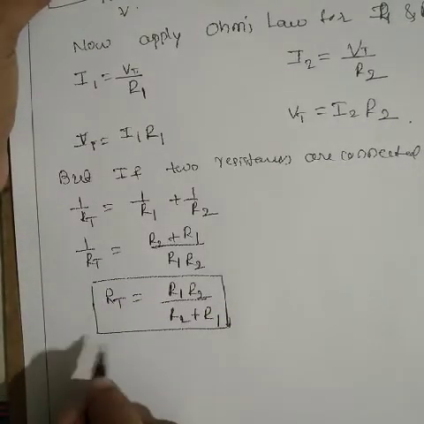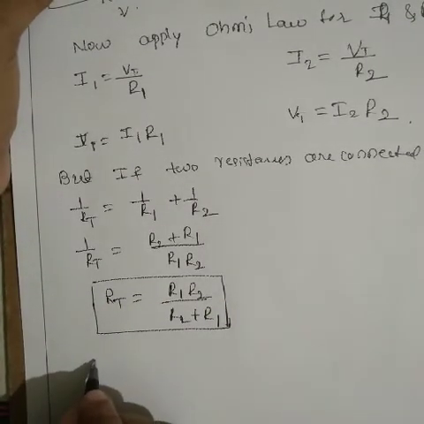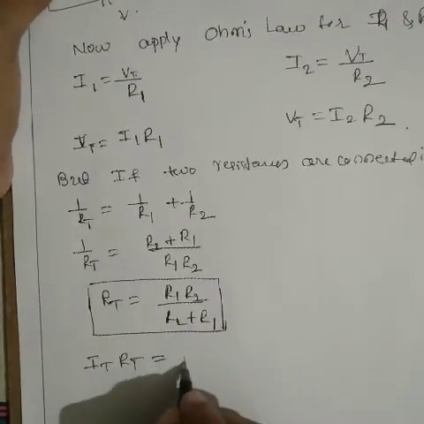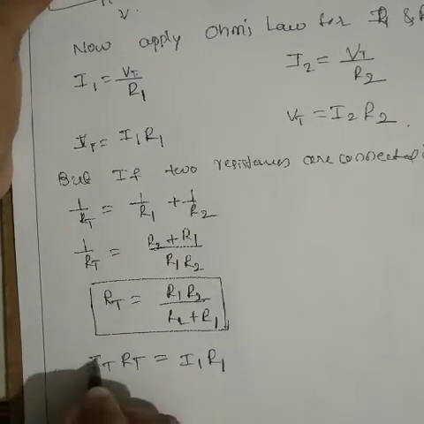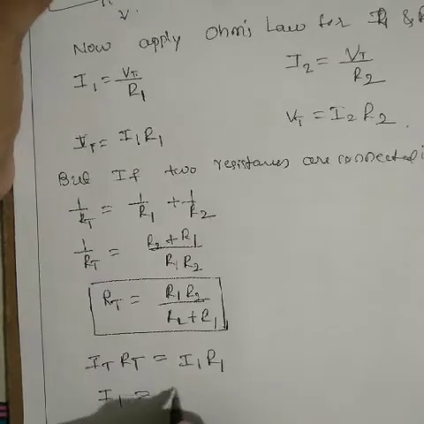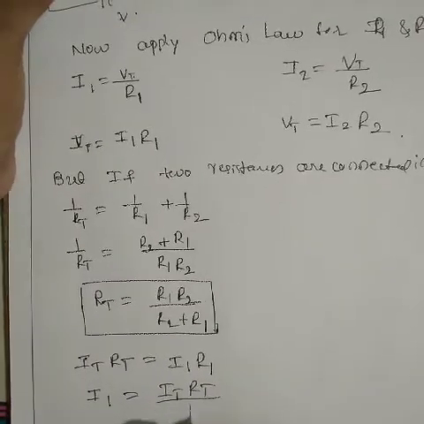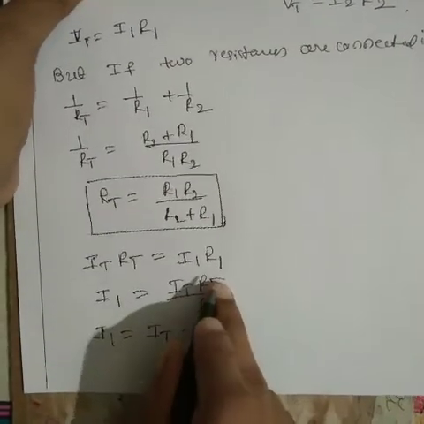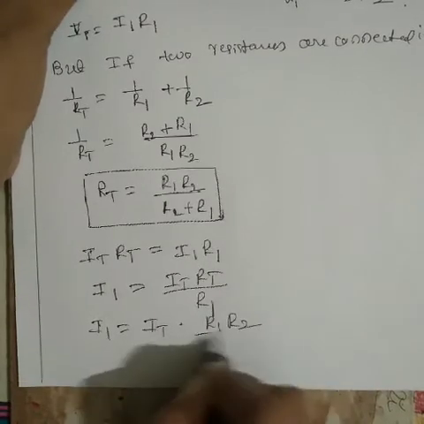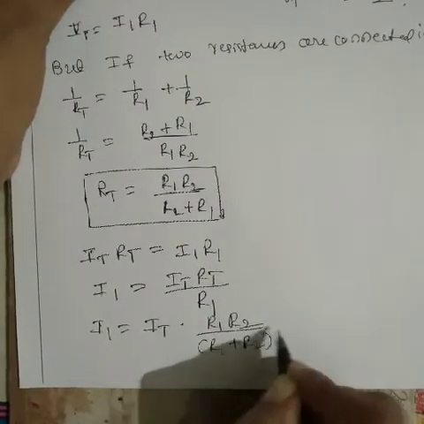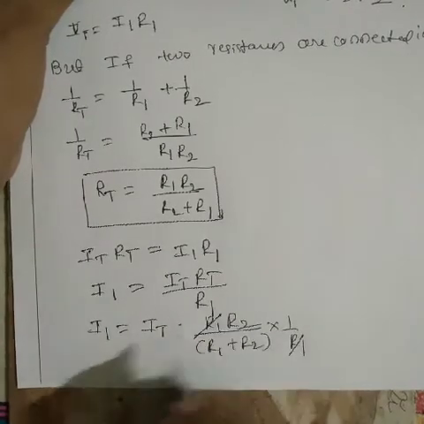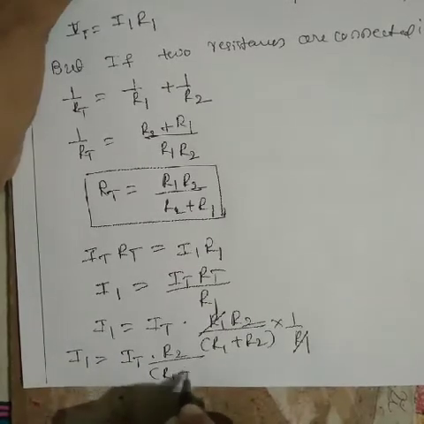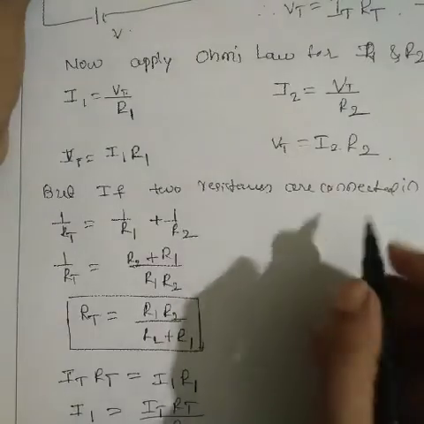Therefore VT is nothing but IT into RT, which also equals I1 into R1. Therefore I1 is equal to IT into RT divided by R1. Now you can put the value of RT here: R1 into R2 divided by R1 plus R2, into 1 by R1. This R1 will get cancelled. I1 is equal to IT into R2 divided by R1 plus R2. This is your first branch current equation.